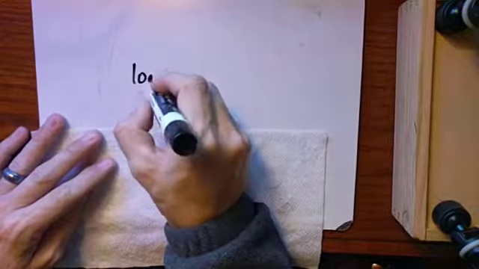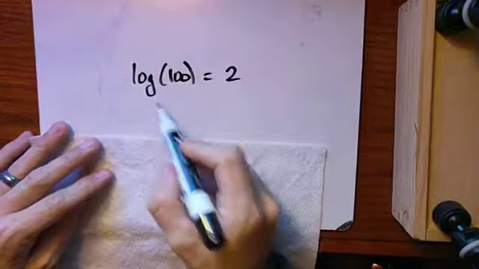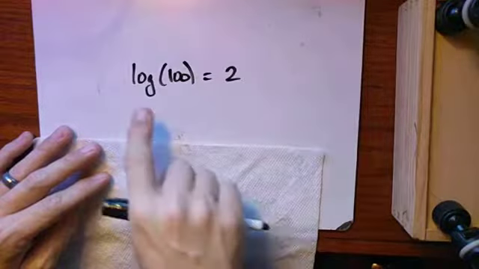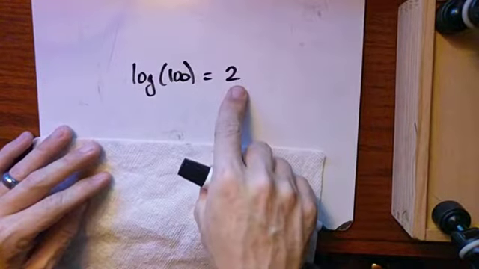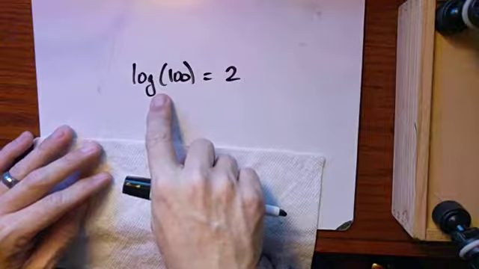So what if we had the log of 100? Well, that would equal 2 because 10 squared is 100. So one thing you should remember about logarithms is that every logarithm is equal to an exponent. The exponent goes on top of the 10.